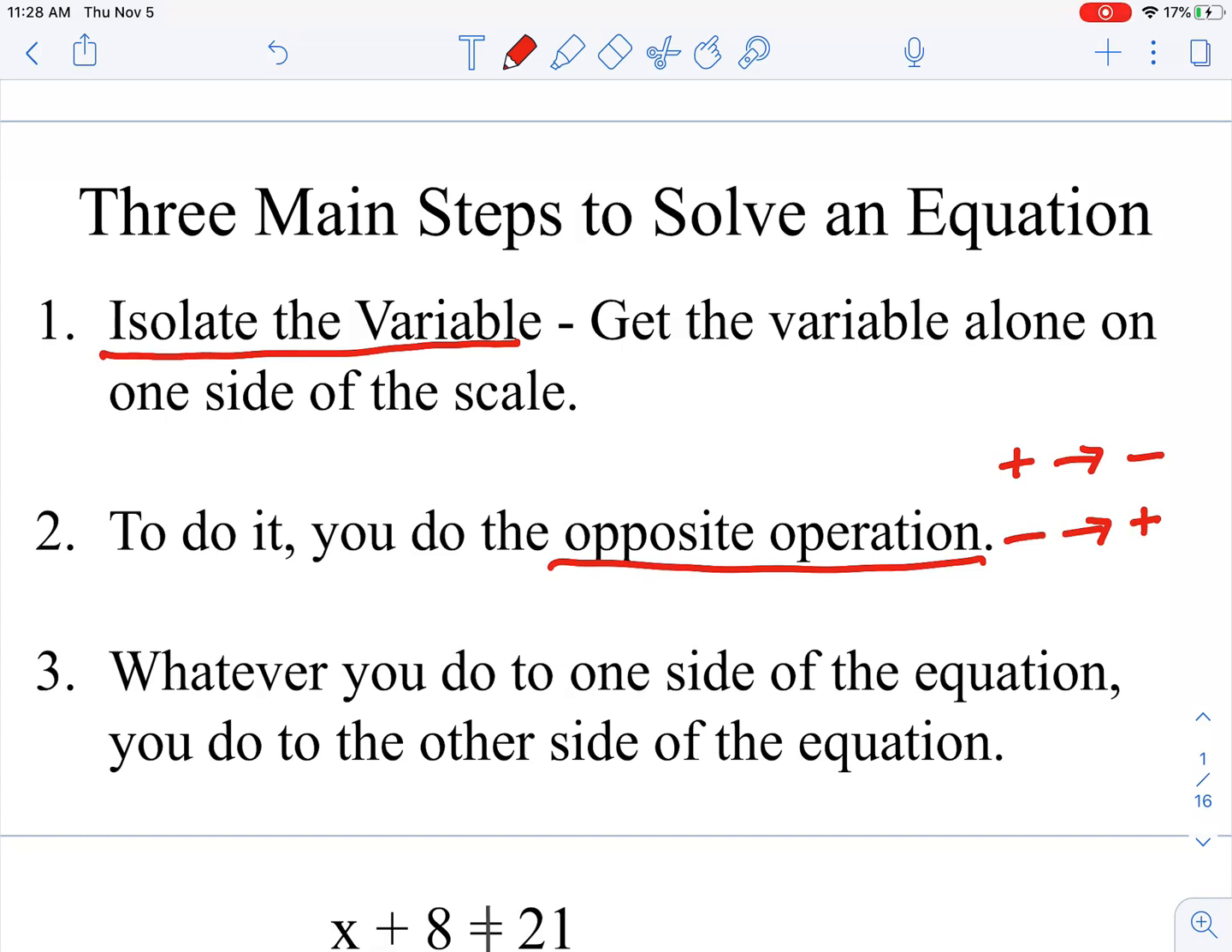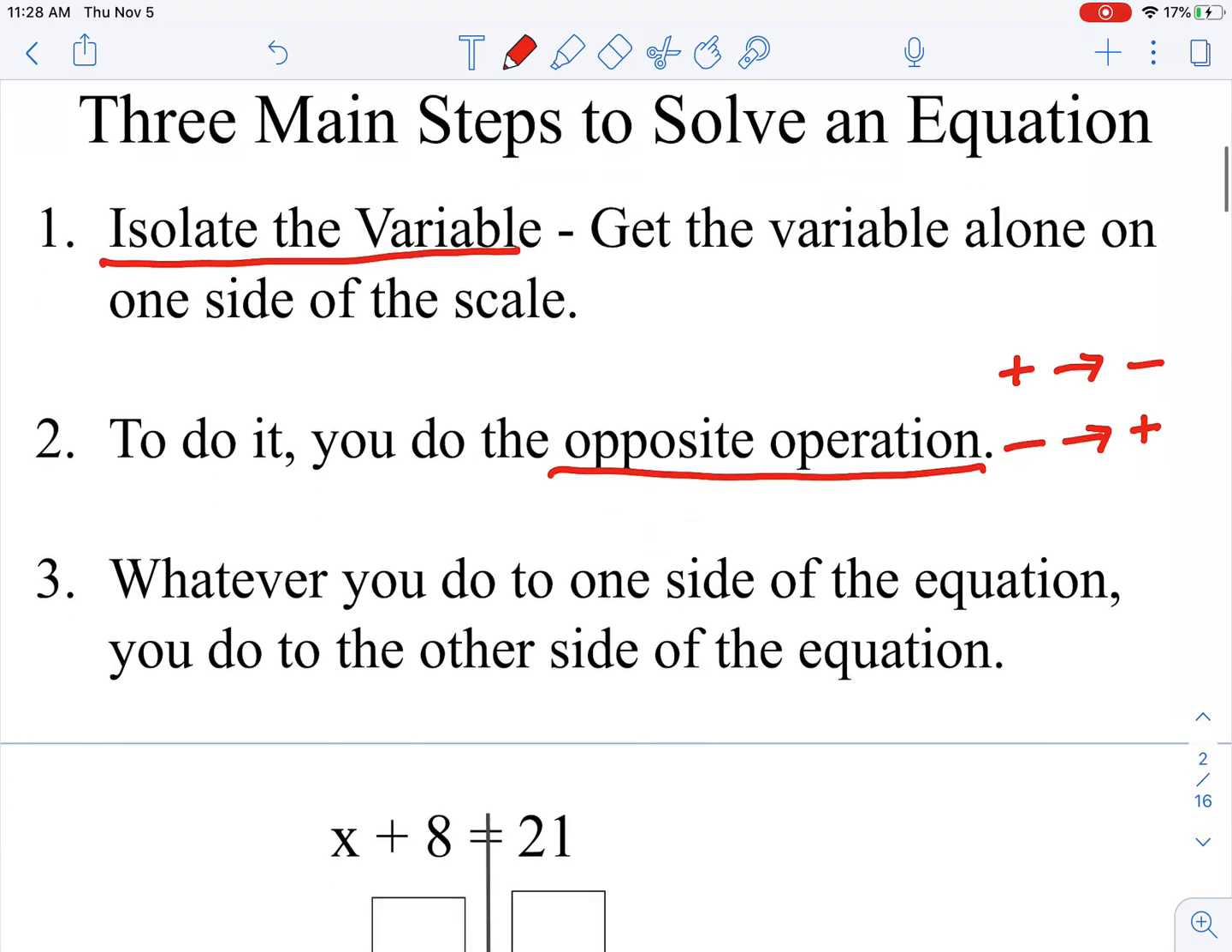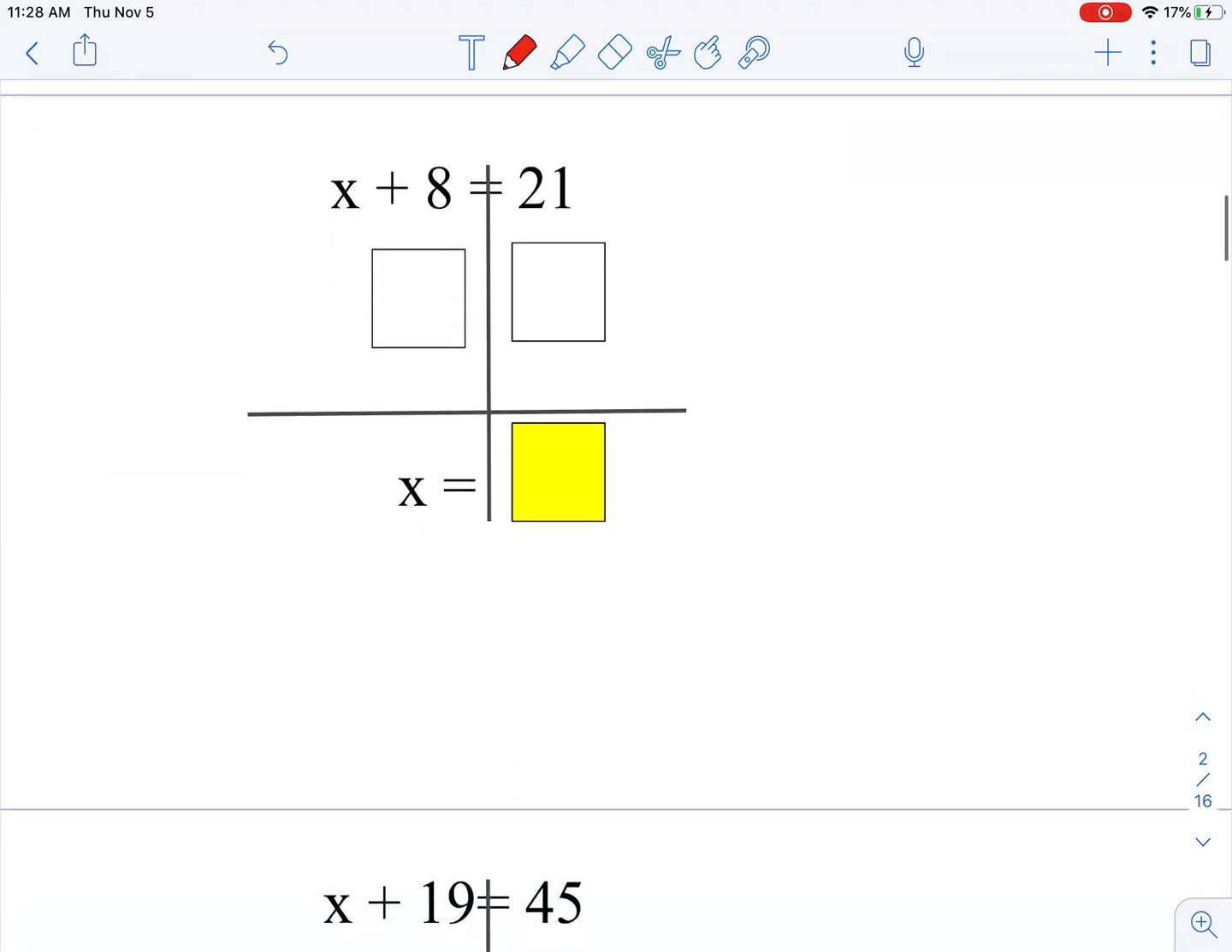And then, like we talked about with our balanced scale, whatever you do to one side of the equation, you have to do to the other. So we're going to do some examples in class today together, but I want to do them here as well. So I want to get this x by itself.